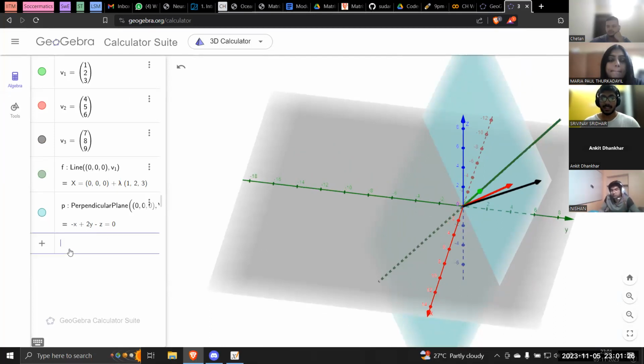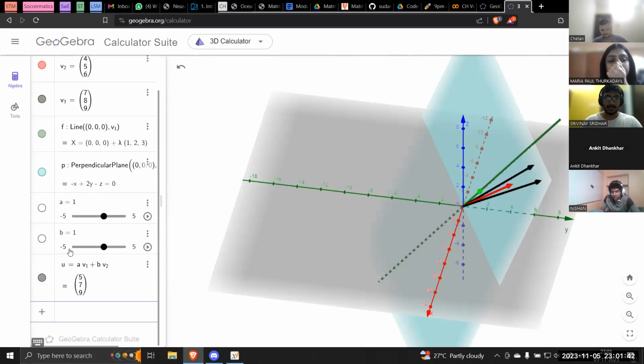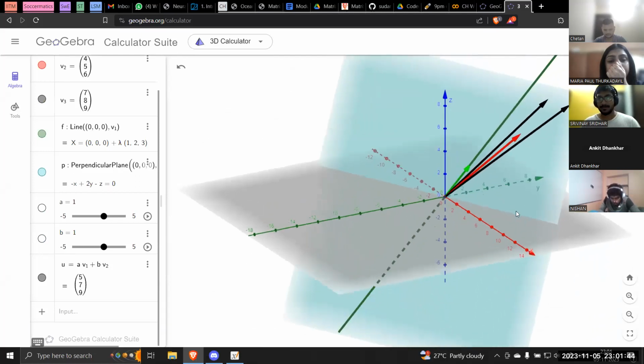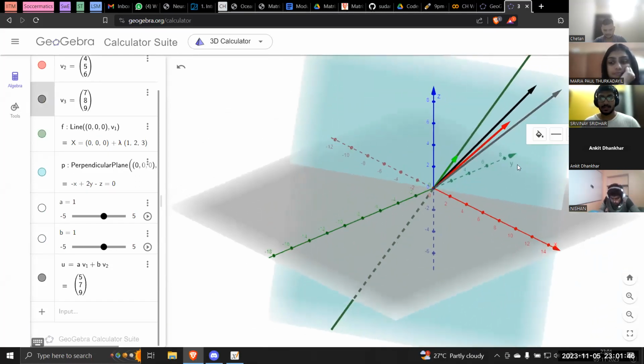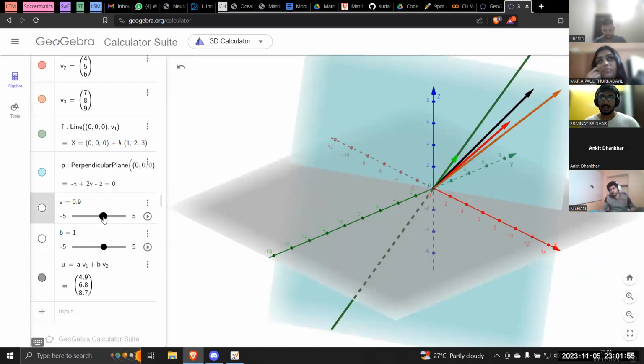Right? Maybe I can also try to find that. I went 1, 8, 9, 1. Okay. And this is my target vector. Let me make it orange. The black vector is what I'm moving, right?